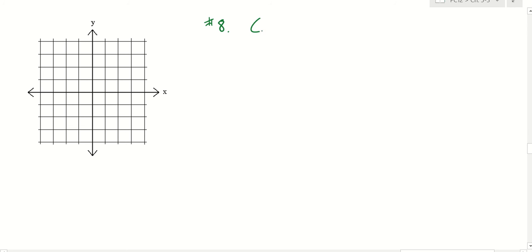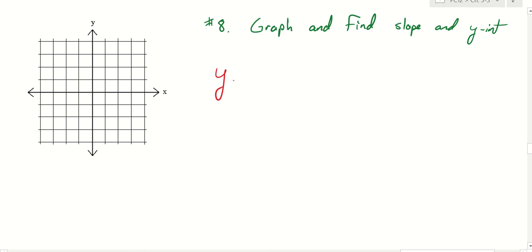So I think it just asks you to graph the equation and to find the slope and y-intercept. So let's look at the line that they give us. It's just y equals x plus 1.